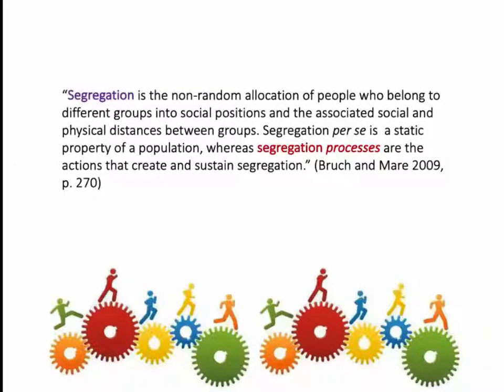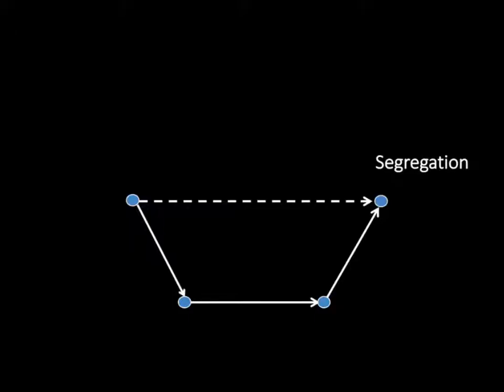Okay, segregation per se is a static property of a population. That's interesting because this is actually what we observe at the end of the day, right? I go in and I measure what is the mix. That's what segregation is. Whereas segregation processes are the actions that create and sustain segregation. Are these things different? Actually, yes, they are different. And this is where we talk about the actions that create and sustain this segregation.